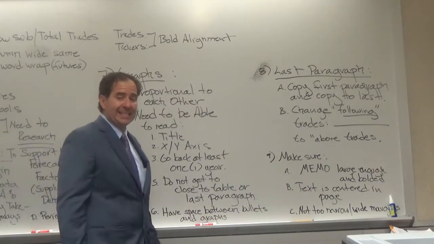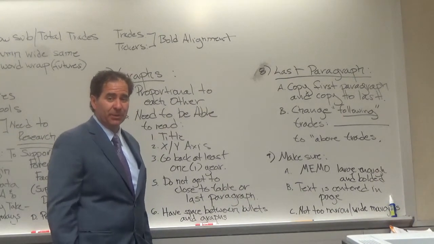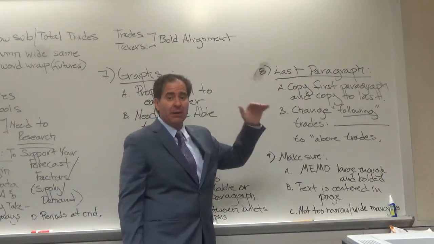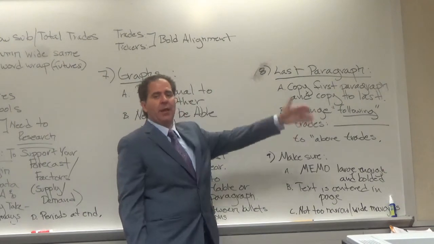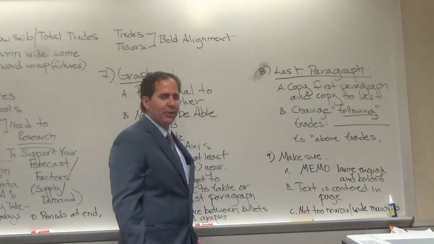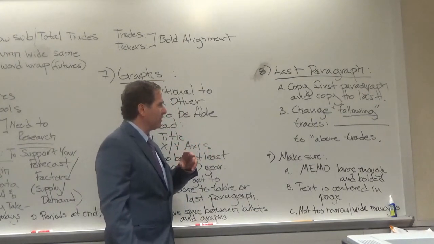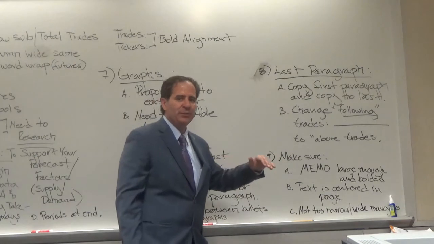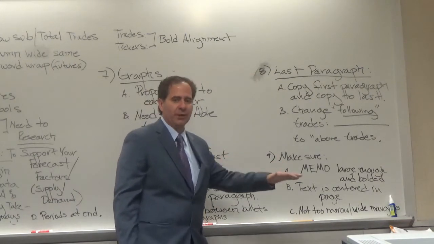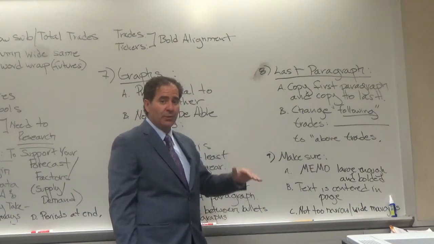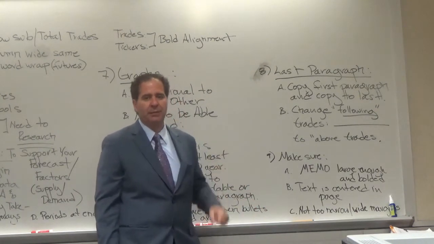And then the very last paragraph in the memo is pretty straightforward. You want to copy the first paragraph once it's perfected and paste it as the last paragraph. You only need to make 2 changes. You are going to change where it says the following trades to the above trades, and then you are going to change the colon to a period. Boom, you're done with the very last paragraph.